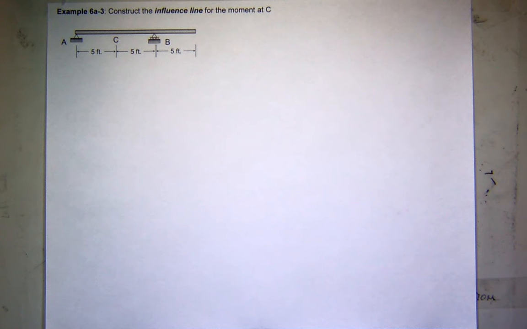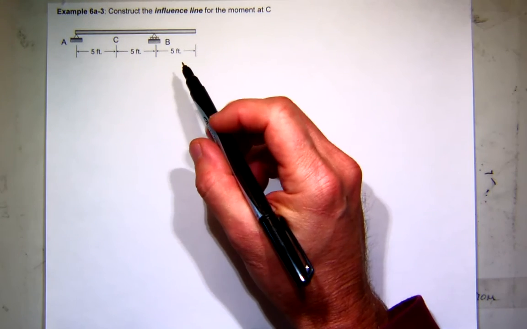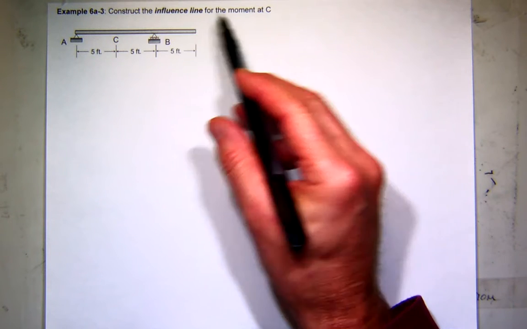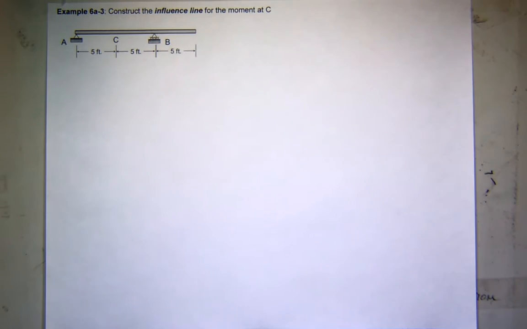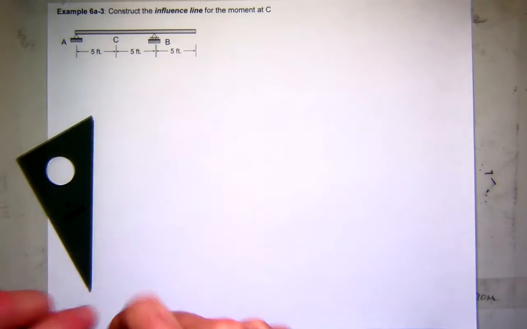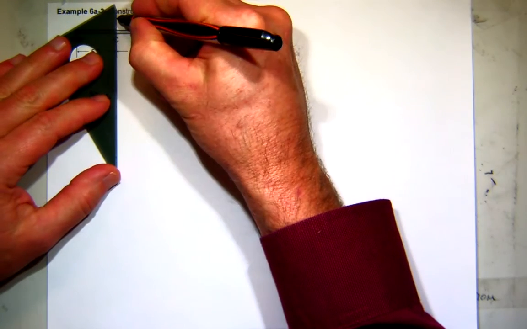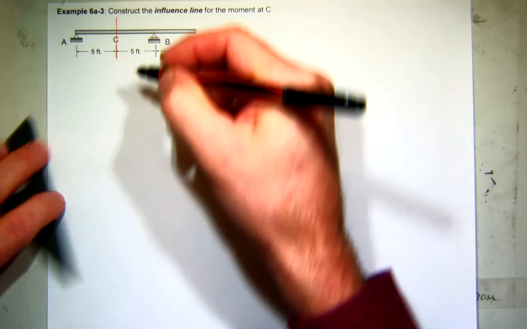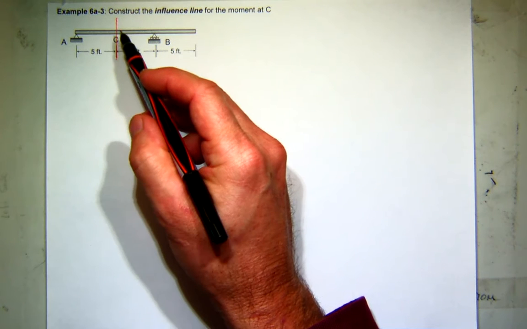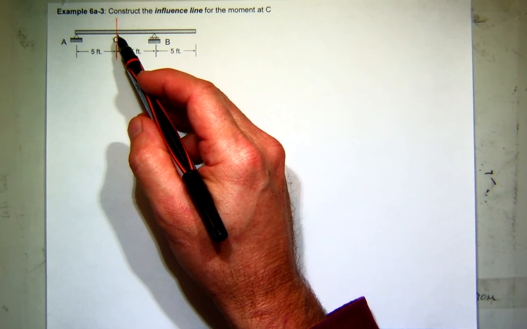All right, so let's work this problem. We've done a few of these now. Hopefully we're getting the hang of it. So now we're looking at the influence line for the moment at C. Just to let you see where this is, I'll emphasize it. There's point C. So I'm going to have to cut it here to find the moment at C.